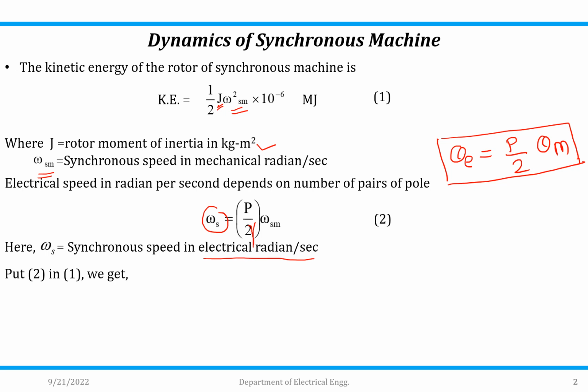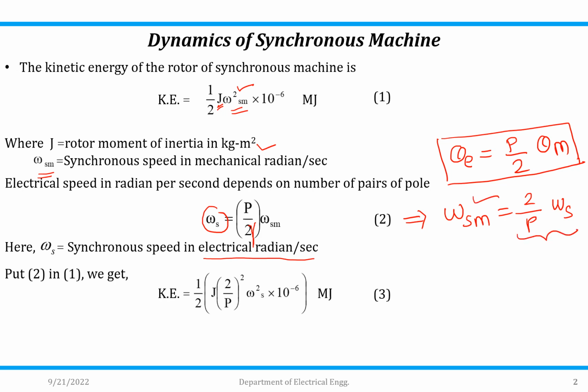Now we will put equation number 2 in equation number 1. Before that, from equation number 2 I can write omega Sm equals 2 by P into omega S. Now in place of omega Sm I will put 2 by P into omega S. So I will get 1 by 2 as it is, J term as it is, and in place of omega Sm square I will put 2 by P square and omega S square, into 10 raised to minus 6, as it is. Mark this as equation number 3.